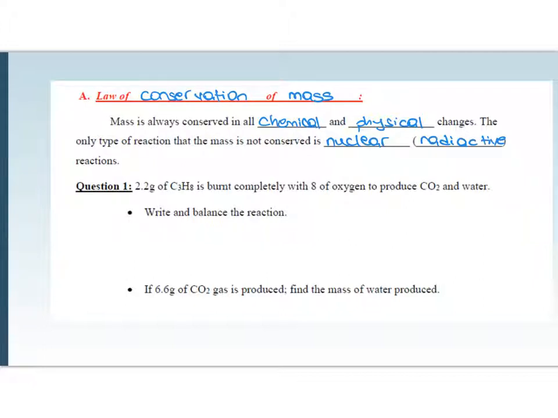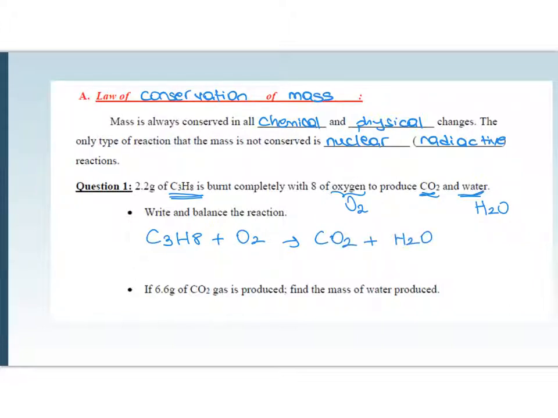So let's start with a really easy question. Question number 1. When 2.2 gram of propane is burned completely with 8 gram of oxygen to produce carbon dioxide and water with a formula of H2O here. And when I say oxygen, you're going to understand the oxygen molecule. So if you just write the reaction, it's going to be like this. This is the propane gas. You react it with oxygen to give carbon dioxide and water.